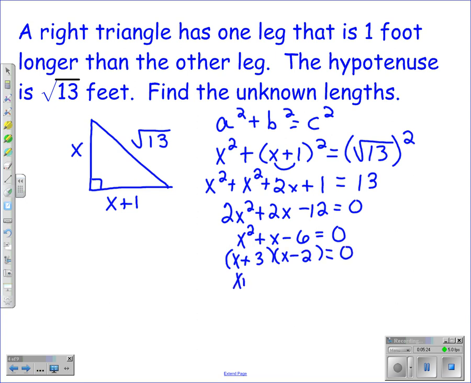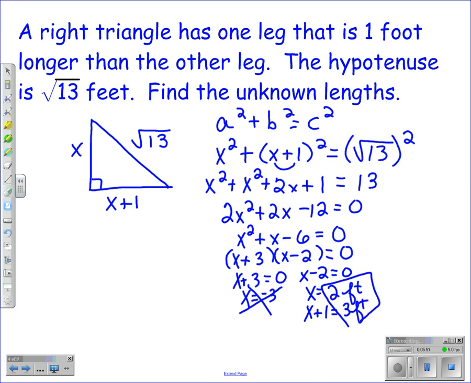I set each of my factors equal to 0. And I find out that x is going to be equal to a negative 3 and x is equal to a positive 2. Again, we get to throw away our negative number. One of my legs is x, and is 2 feet for x. The x plus 1 is going to be equal to 3 feet, so that I have both of my answers here. 2 feet and 3 feet are the unknown lengths.